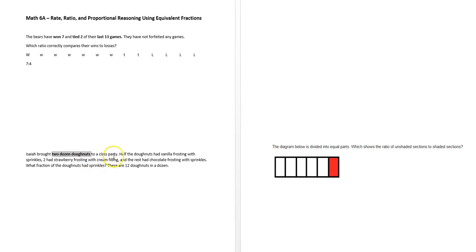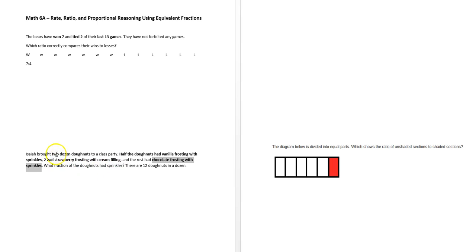So we started with 24. Half of those had vanilla frosting with sprinkles. 2 of them had strawberry frosting and cream filling, but no sprinkles on these. And the rest were chocolate frosting with sprinkles. So there are the key pieces of information. Let's go back and check the question now. What fraction of the donuts had sprinkles?